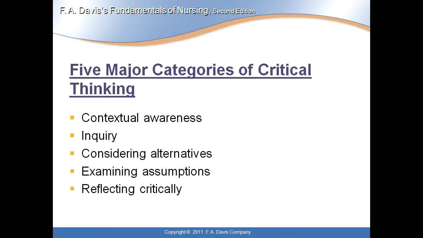There are 5 major categories of critical thinking. The first one, as discussed, is contextual awareness, inquiry, considering alternatives, and examining assumptions before deciding what assumption is plausible for the situation you're in, and reflecting critically.